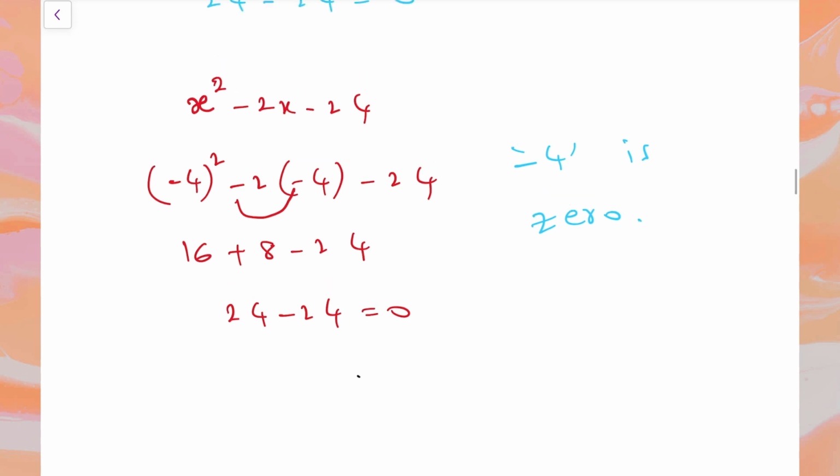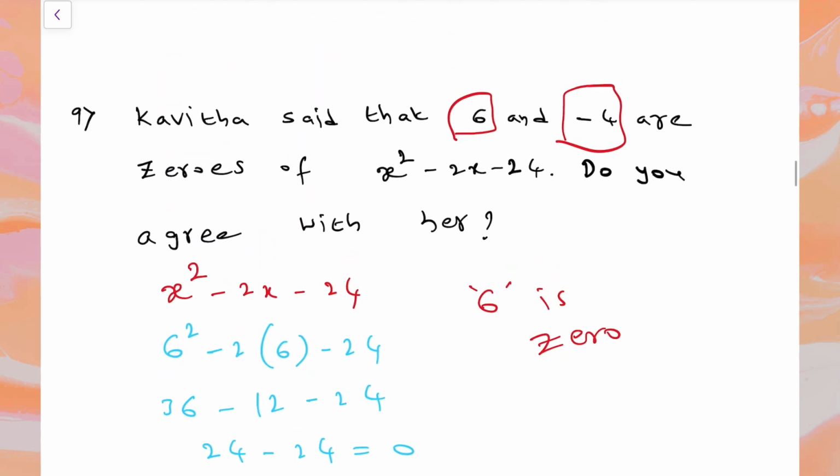So the question is asking, do you agree with her? Yes, of course I will agree with Kavita, because 6 and minus 4 are zeros of the polynomial x square minus 2x minus 24.